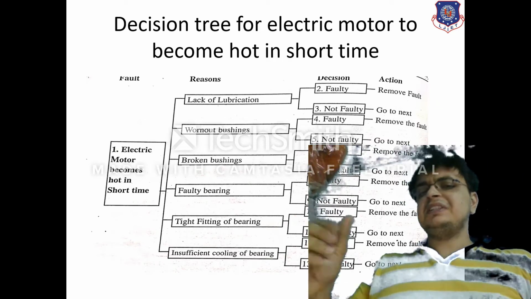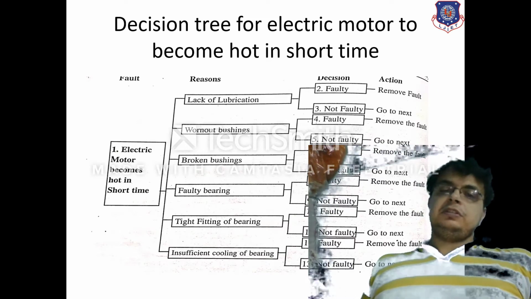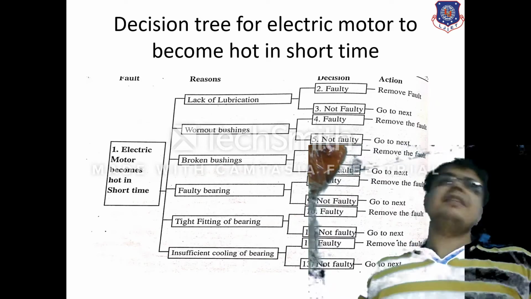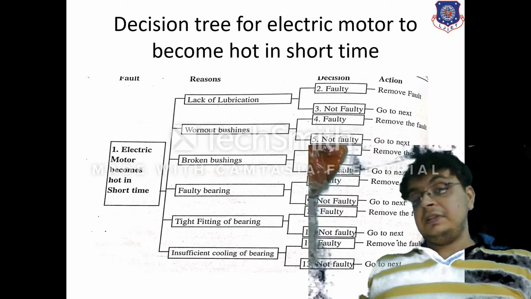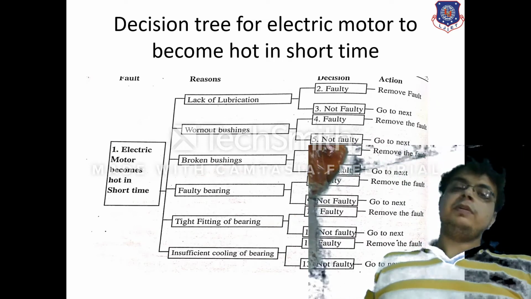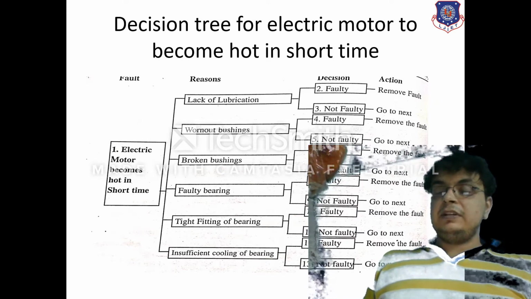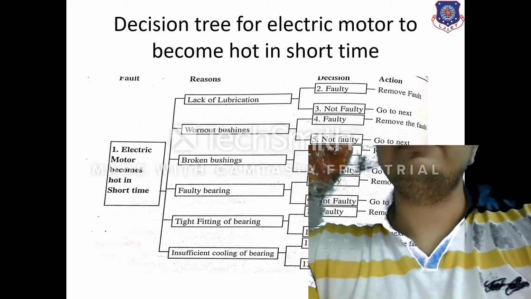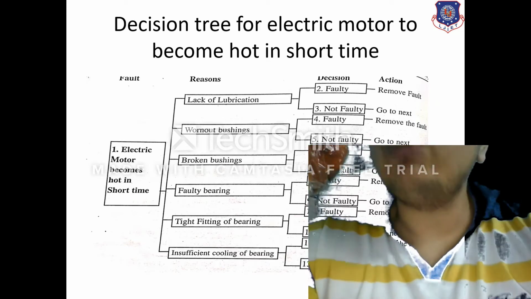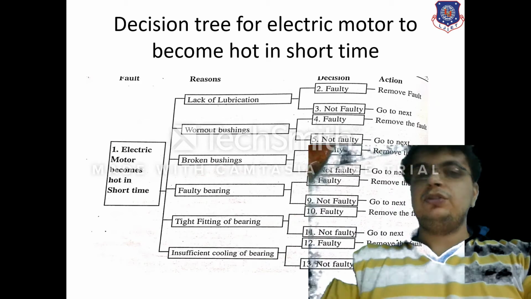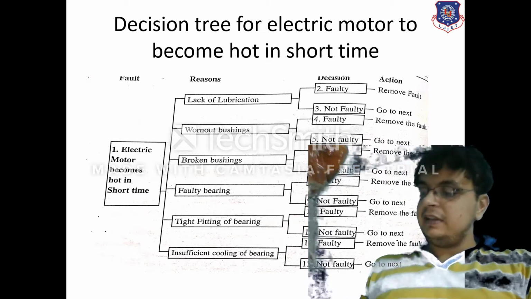Worn out bushings. If the bushings have worn out, the electric motor can also get hot. Broken bushings. If the bushings have broken up, torn up, fractured, then also the failure can take place. Faulty bearing. If the bearing is not proper, then also the motor can get hot. And loose bearing. If the bearings are not properly tightened and are loose, then also the failure can take place. If the cooling is not being provided, then also the failure can take place. So yes, these are all the reasons that can increase the heat in the electric motor.